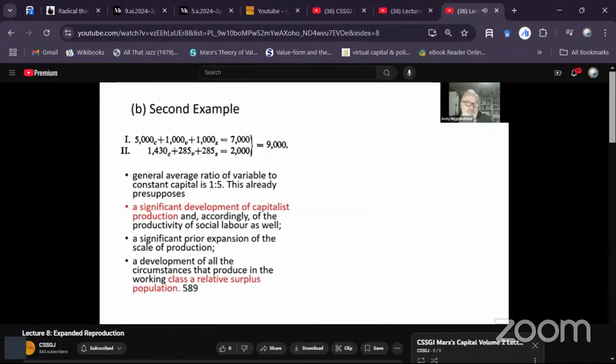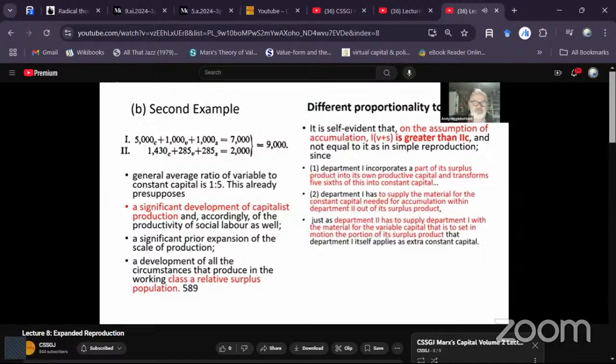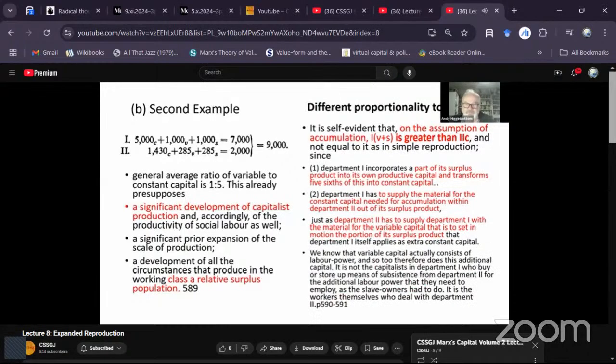All right, Marx has a second example, which I'm not going to work through in any detail. It's a similar example, but he's making the figures even more realistic in terms of the degree of organic composition and so on. So we're getting towards conclusions, right? The proportionality is different. The necessary relationship is different. You've got to have more surplus product in Department 1 being produced than is consumed in next year's means of production in Department 2, because it has to provide for the extra growth in Department 1, and for the extra growth in Department 2 as well.